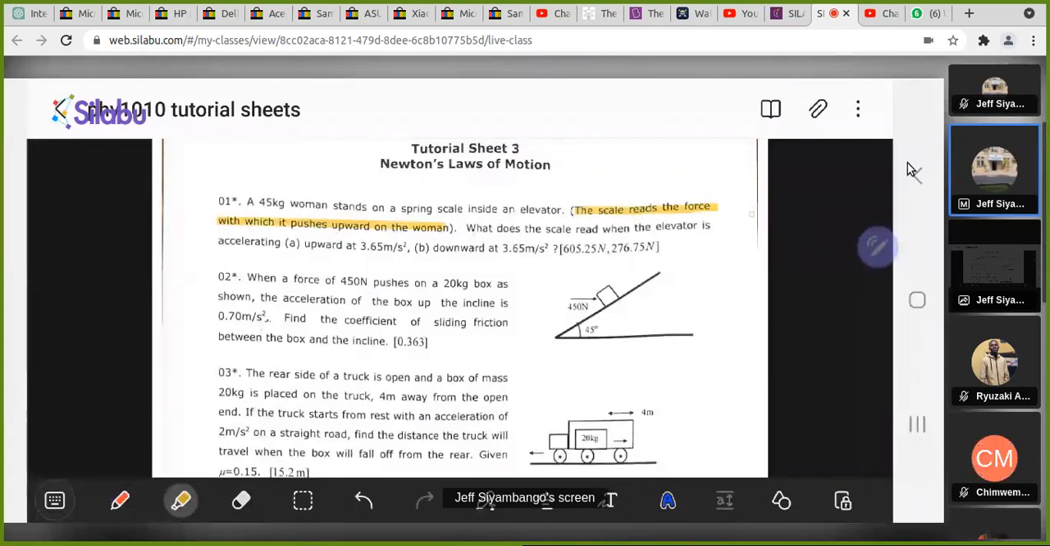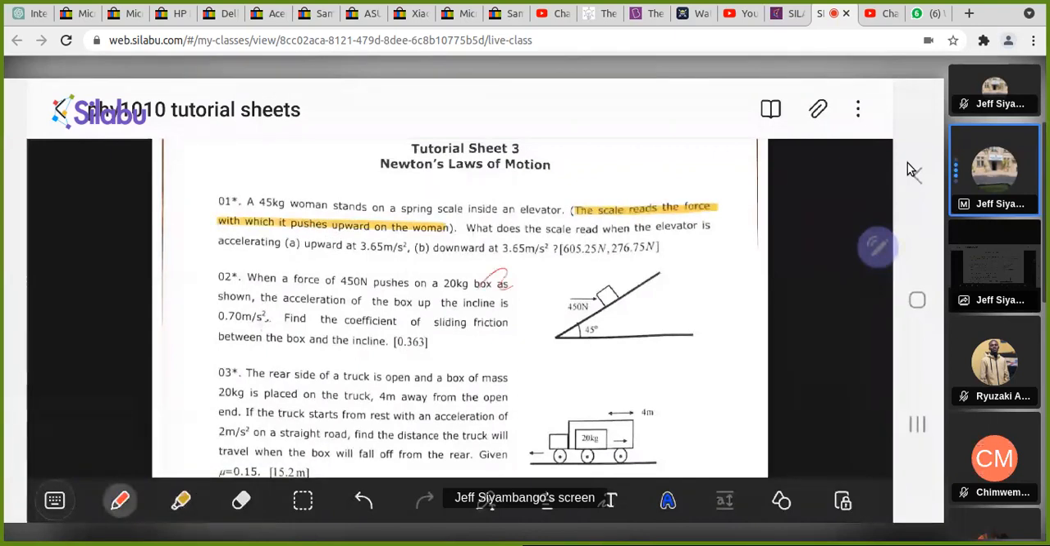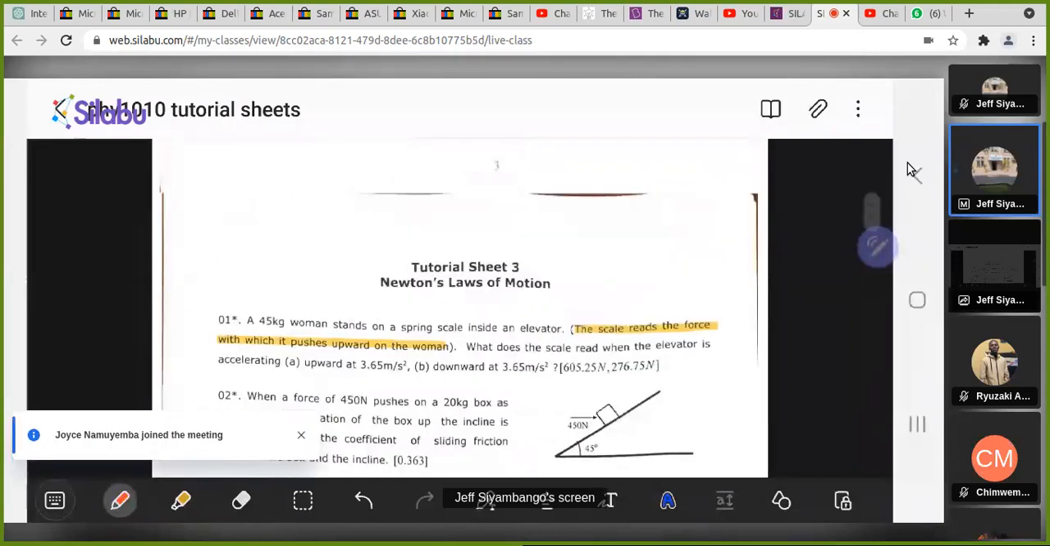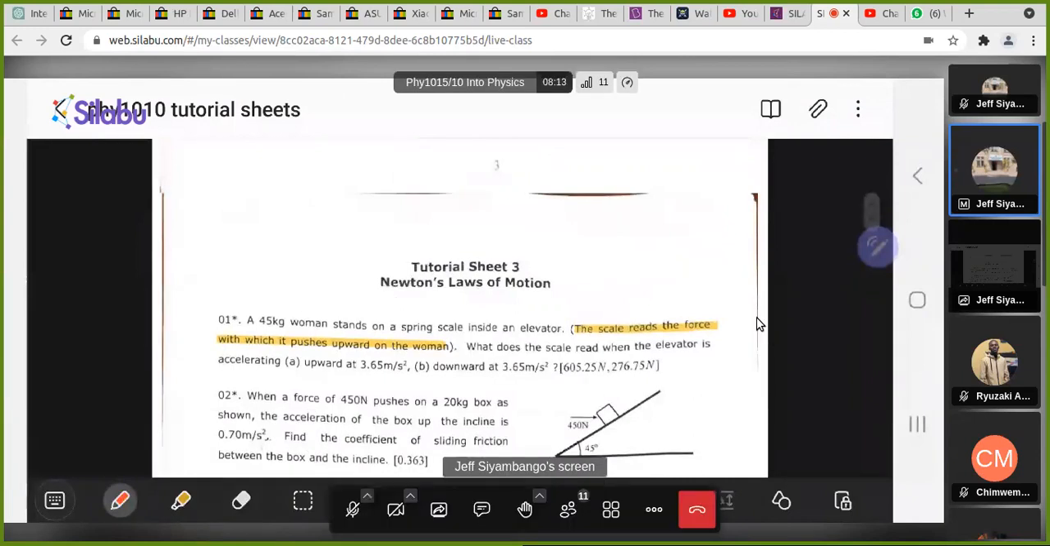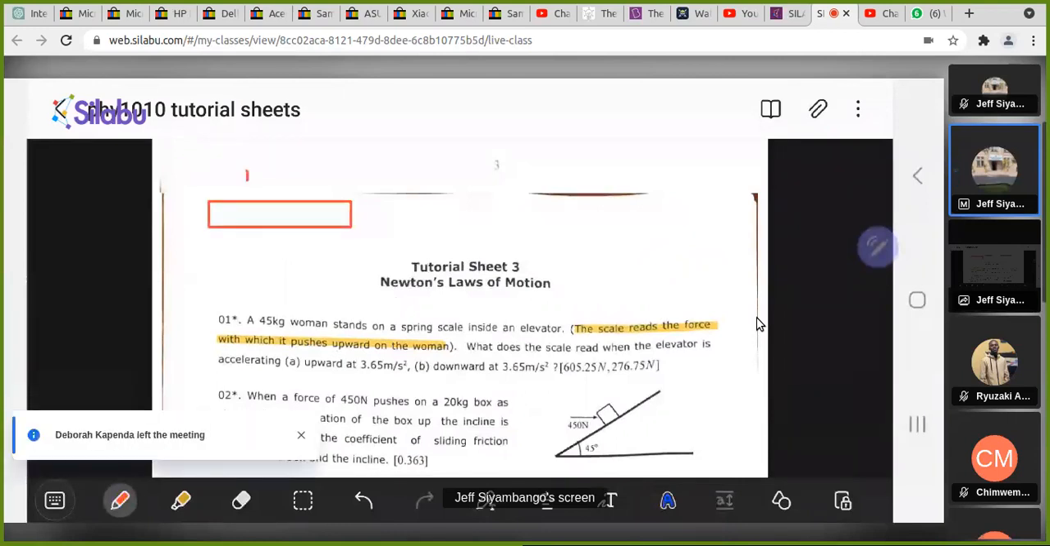The whole question, of course, is longer than that. But because to answer this question, it depends on that single statement, I just want to make sure that you guys understand the interpretation of that statement. The scale reads the force with which it pushes upwards onto the woman. Imagine if this was the scale. Let's picture this to be the scale. And then this is the woman here on our scale, or any object that is literally just on this scale.